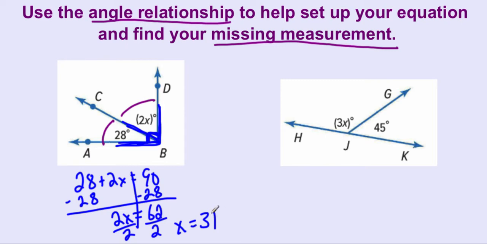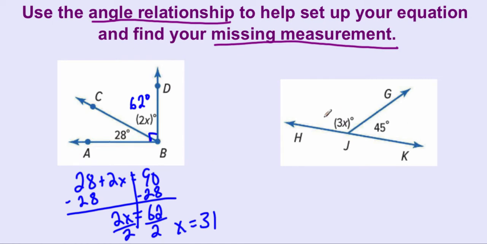That's step one. Step two is always to go back to the original problem and write in what is the measure of those angles. Well, we know that this angle is 2x, meaning 2 times x, or 62 degrees, which makes sense. 28 plus 62 gives me my 90 degree angle.